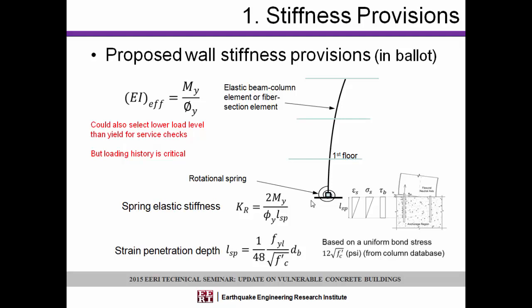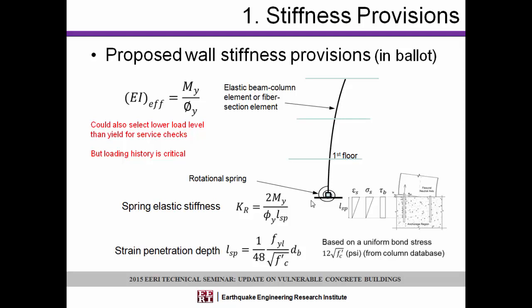Now we also wrote this out generally in the code, or in the proposal, so that you can actually use this for any load level or any deformation level. So if you wanted to look at a service load level, all you have to do is go to your moment curvature diagram and get the moment and the curvature at that level, and that'll give you a stiffer response because you haven't reached all the flexural cracking from moment curvature. So that works also for service level checks.